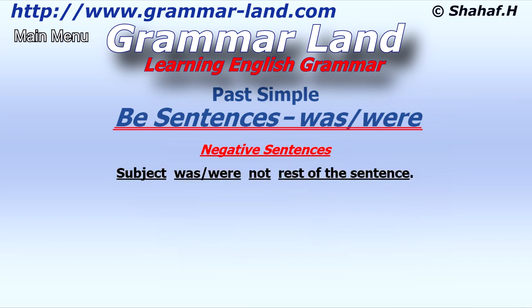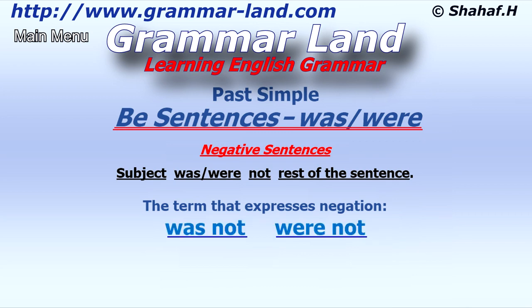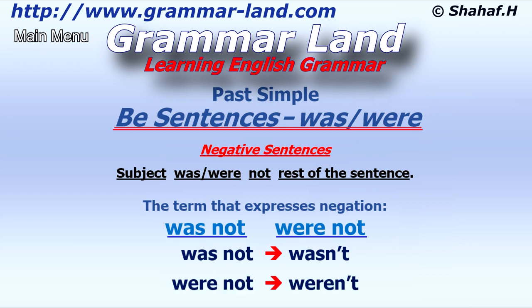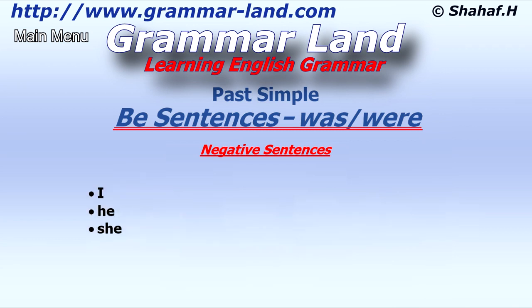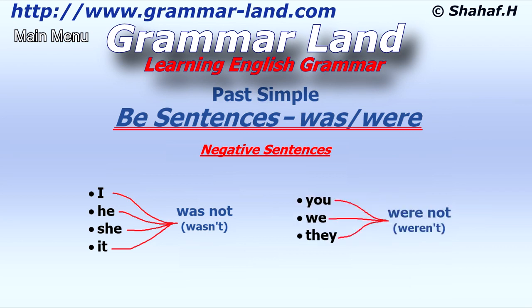Negative sentences. The sentence starts with the subject, followed by was, or were, depending on the subject. Then, not, followed by the rest of the sentence. The term that expresses negation is was not, or were not. The shortcut of was not is wasn't, and the shortcut of were not is weren't. I, he, she, and it get the was not, or the wasn't, and you, we, and they get the were not, or the weren't.